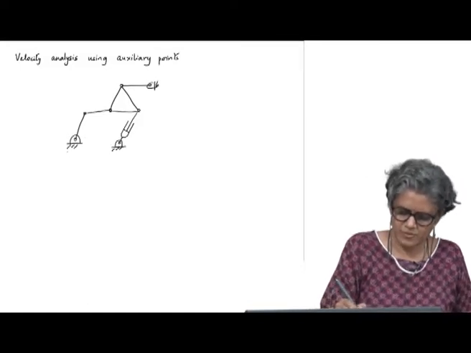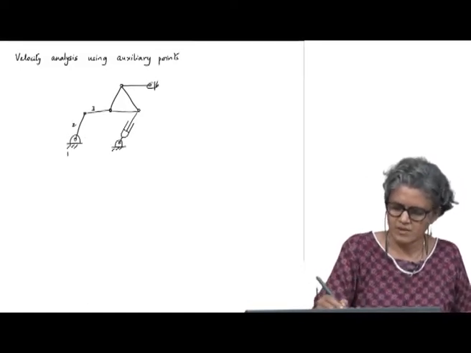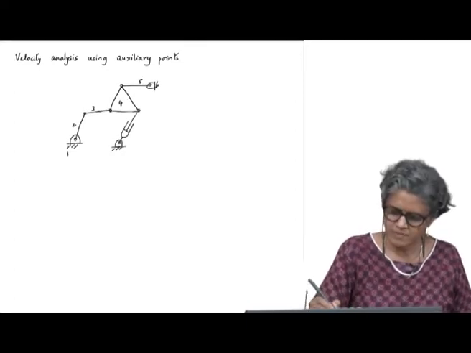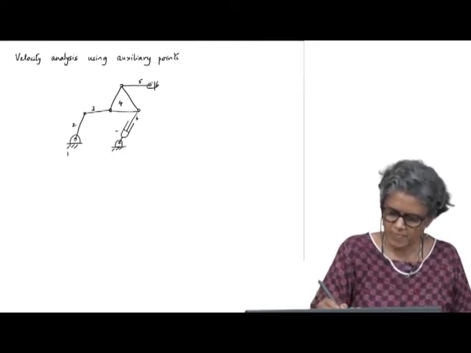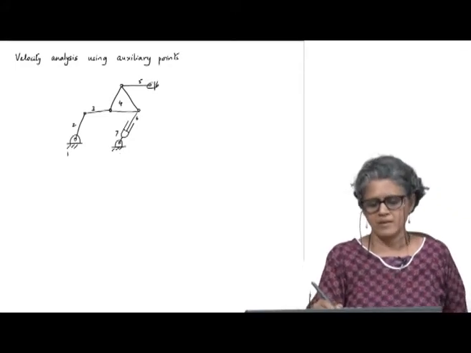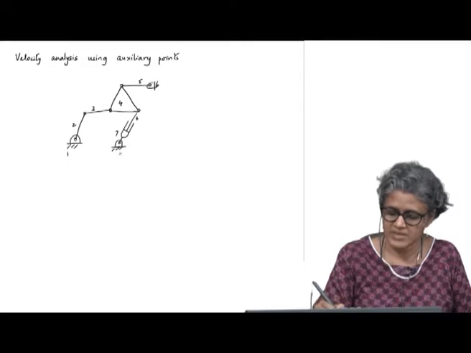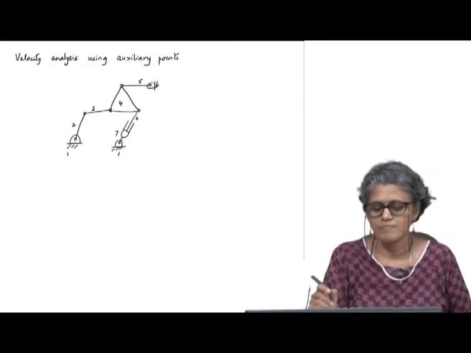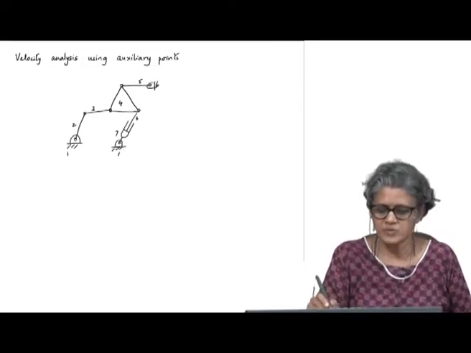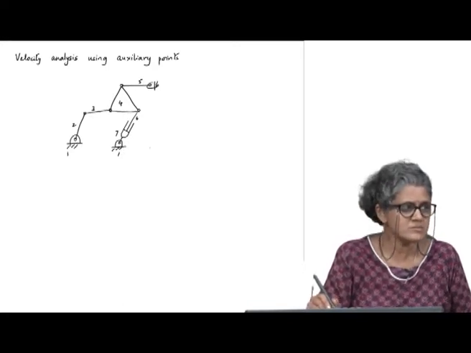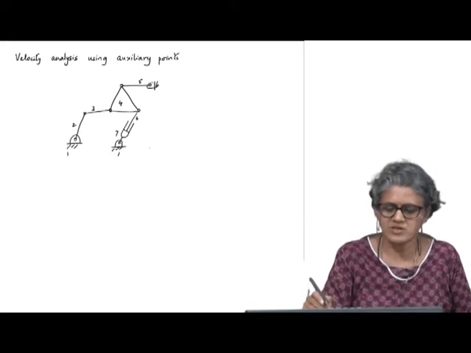Okay, so this is a 7-link mechanism. Anytime you encounter a new mechanism, it's probably a good idea to do a mobility check. Okay, can you do a quick mobility check on this?